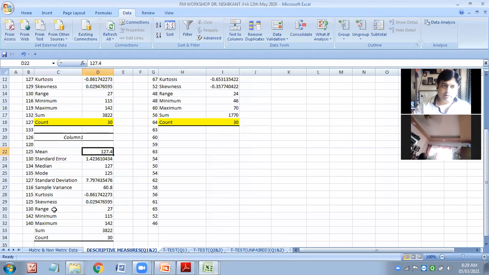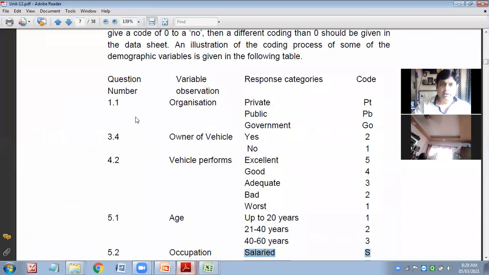It has given you the quartiles, minimum, maximum, count. कितने थे? 30 स्टूडेंट के थे. उनका टोटल कितना था, ये था. Everything with one click you will get. But before that, you have to definitely do all this process.